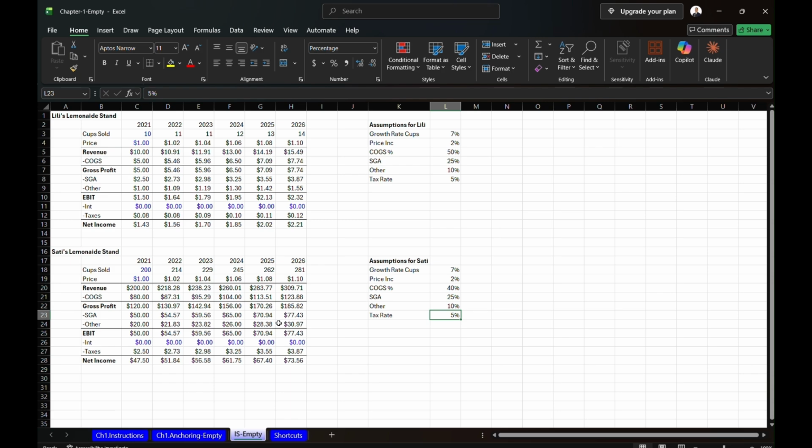And so again, let's say she was aggressive with neighborhood advertising. So her SG&A, let's say it was 28% instead of 25. Enter, and there we go. Everything else linked to SG&A updated instantly.